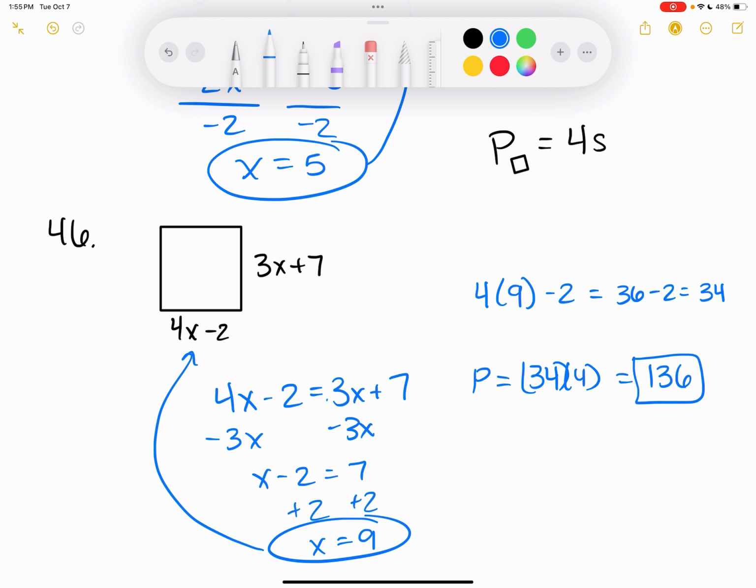All right, so to find it, we set both of the things that they gave us equal to each other and solved. When you do that, you get x is equal to 9. I plugged it into the 4x minus 2. You could have plugged it into 3x plus 7. You would get the same thing either way. So 4 times 9 minus 2 is 36 minus 2, which is 34. Then the perimeter is to take that value and multiply it by 4, and it's 136.